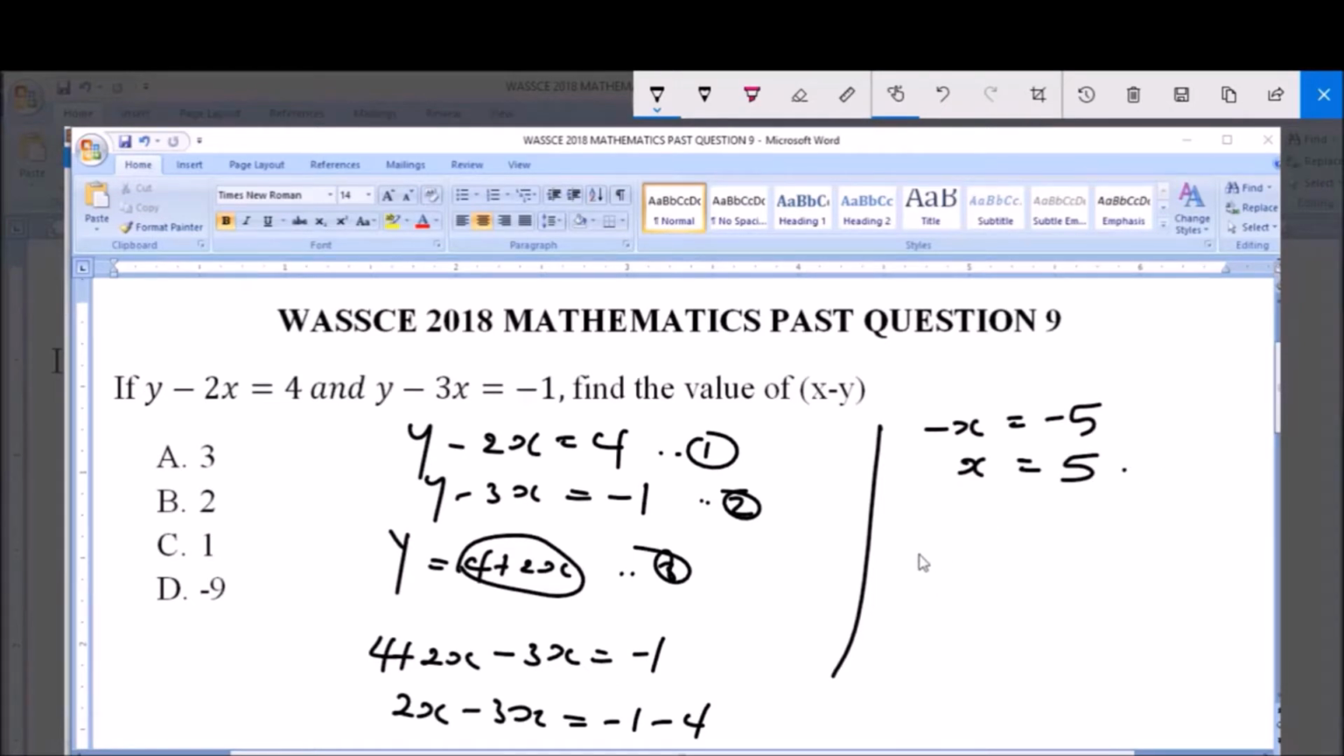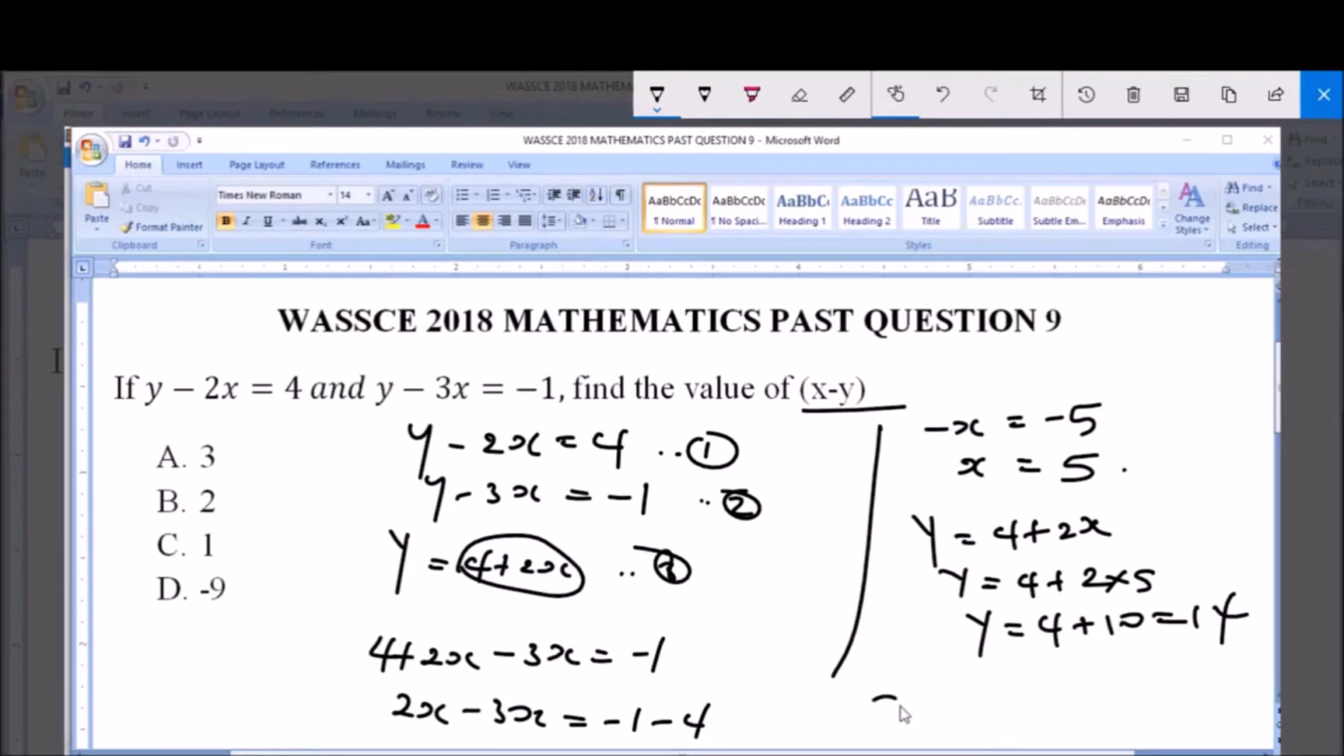Now from equation 3, we have that y is equal to 4 plus 2x. So I can now say that y is equal to 4 plus 2 times 5. So y is equal to 4 plus 10, which is equal to 14. Now the question asks us to find x minus y. So x minus y is equal to 5 minus 14, and this is equal to minus 9. And that is option D, minus 9.